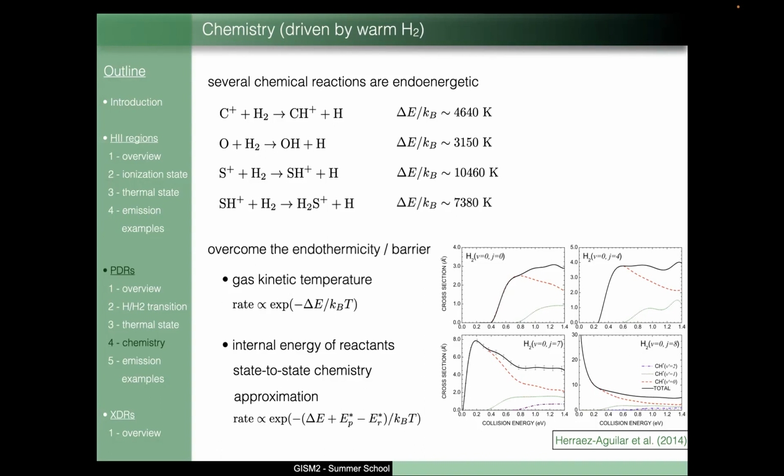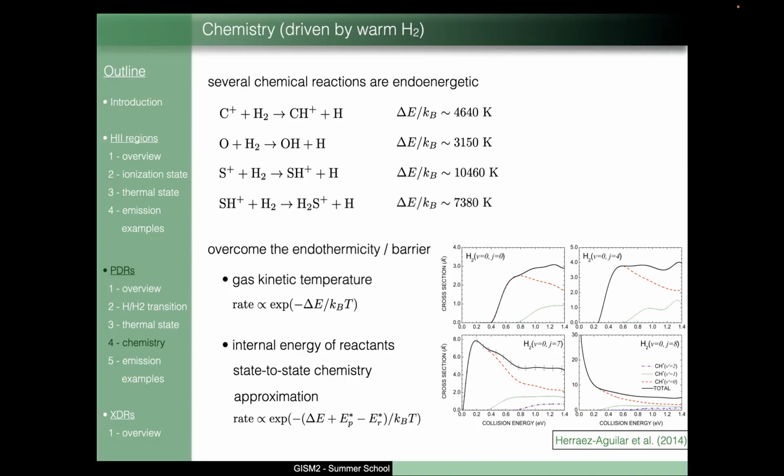And this internal energy of H2 can be used in order to overcome this endothermicity. This has been shown, in fact, by many specialists of quantum chemistry, and this is illustrated in this figure here. Basically, each of these figures shows the cross-section for the formation of CH+, depending on the energy or the level of H2 as a reactant.